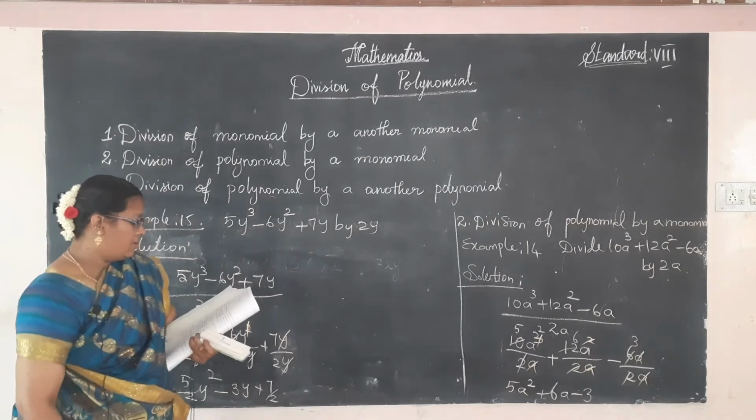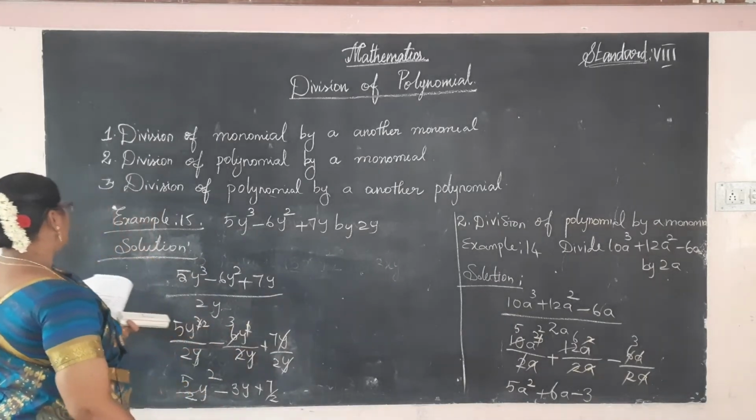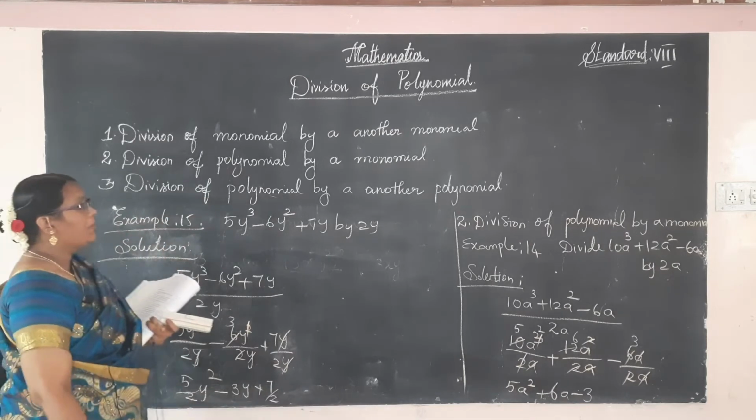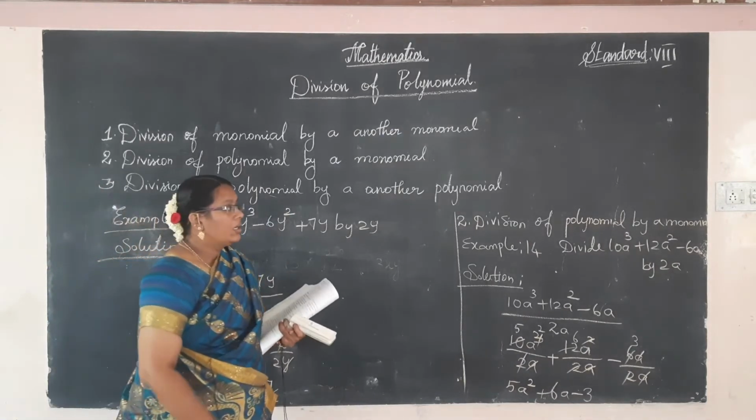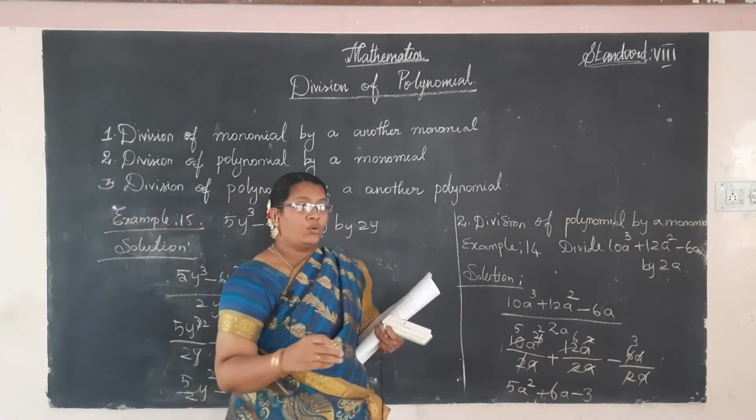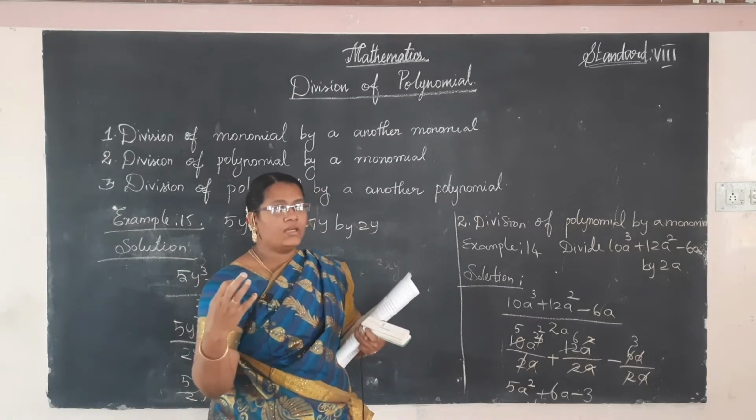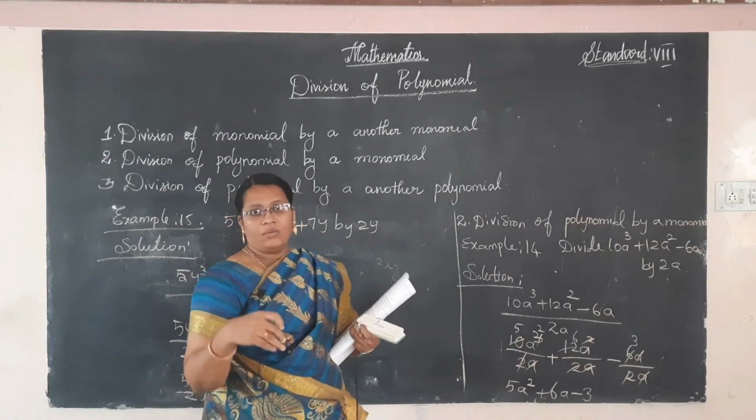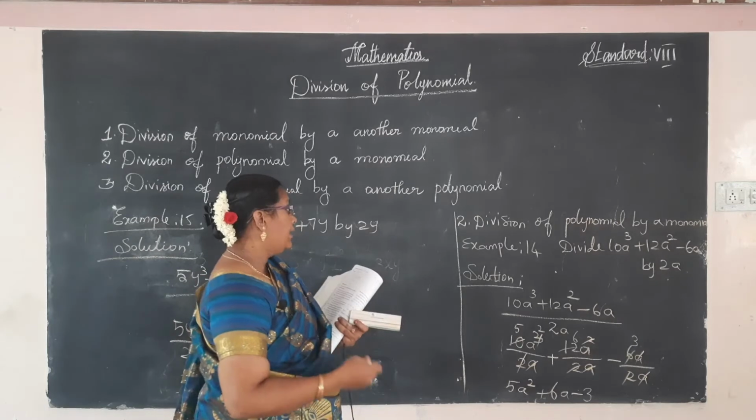That is the answer. Okay, and now move to the third type, division of a polynomial by a polynomial. Okay, so it has two or more terms, and more than three or four terms are also given.